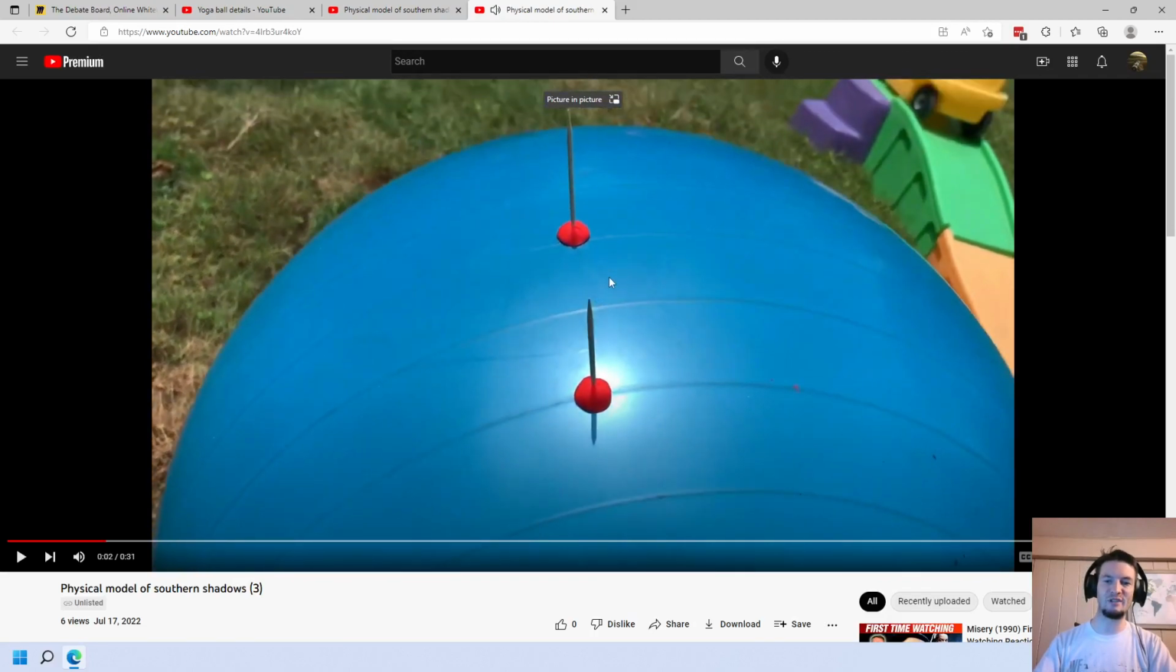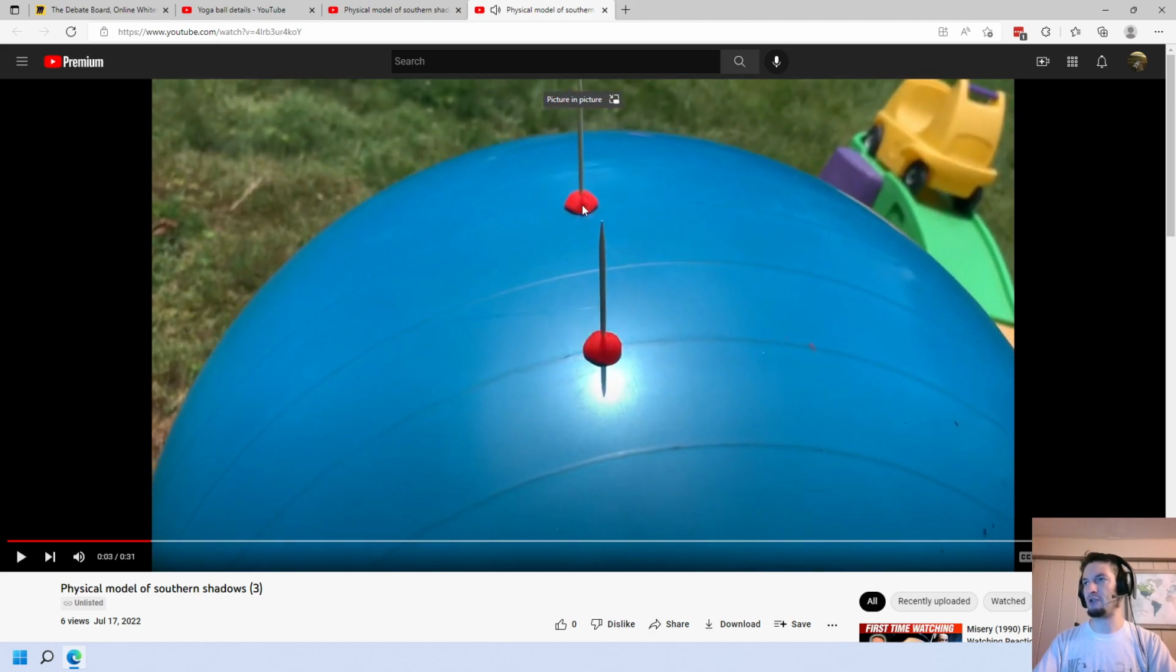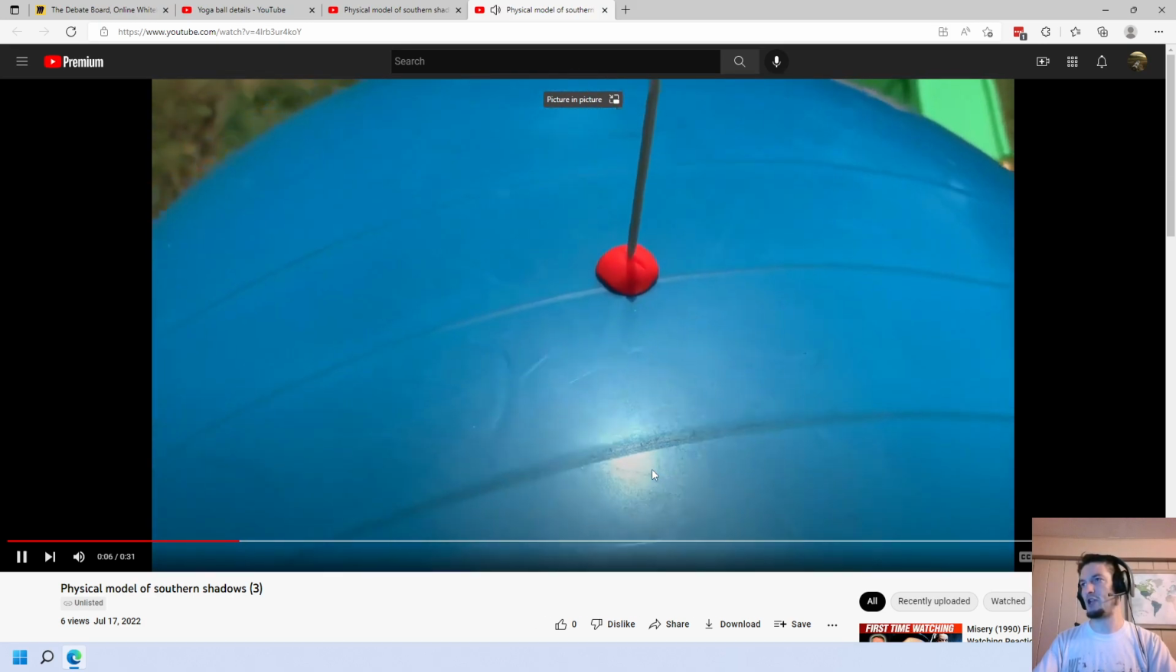I haven't played through this video yet, but it is essentially the same format as the previous one, so I'll just be highlighting the features in this video. So yes, you can see that there is a shadow here, a very short shadow from that marker, and there's a longer shadow from this marker. This is not a reflection of the marker. It truly is its shadow.